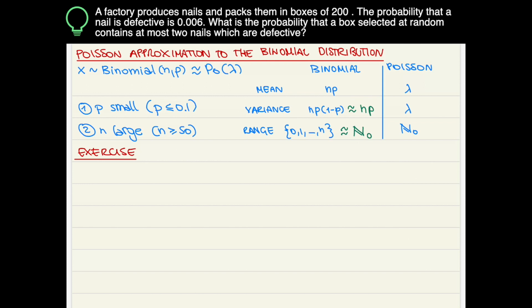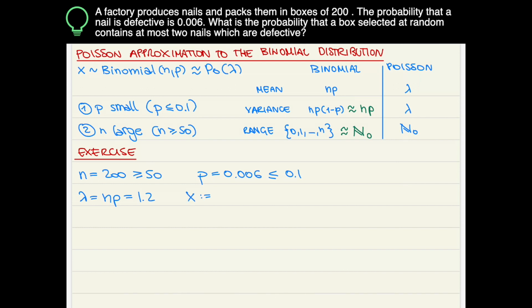In this case, the parameter n equal to 100 is greater than 50, and p equals 0.006 is lower than 0.1. We can use the Poisson approximation to the binomial distribution. We will match the mean of the Poisson distribution, lambda, with the mean of the corresponding binomial, n times p. Therefore, lambda will be equal to 1.2.